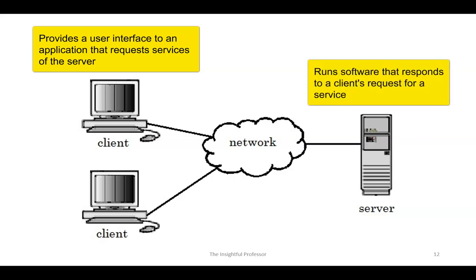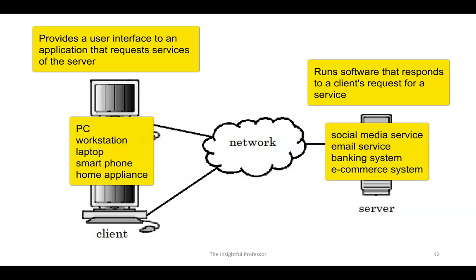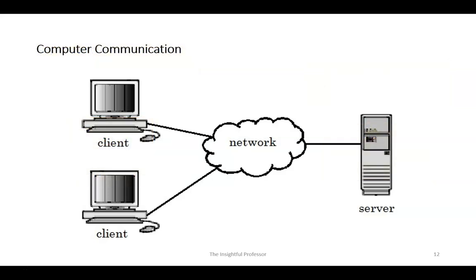The server runs the software that provides services for a user. This could be a social media service, an email server, a banking system, or some other service. The client could be almost anything today: a PC, workstation, laptop, a mobile device like a smartphone, or even a home appliance. Perhaps you've heard the term Internet of Things. We'll discuss that topic in a little bit more detail in a later video.